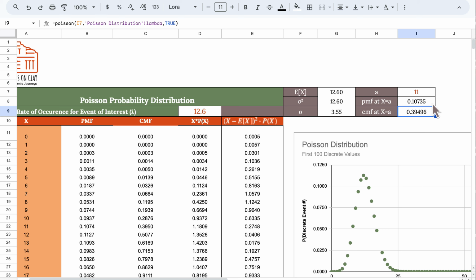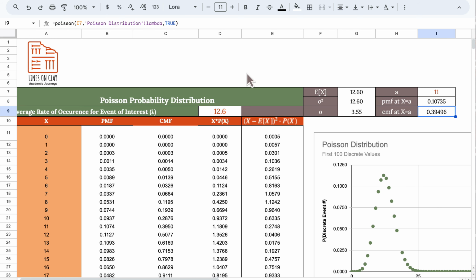Just so you know, what I did here is I put equals POISSON.DIST. I put my value a of interest, so in this case, it's I7. And then I reference the lambda from here. Now for a PMF, you put in false. And for a CMF, it's all the same stuff, Poisson, and then you put in true. So that's what's going on under the hood, so to speak.